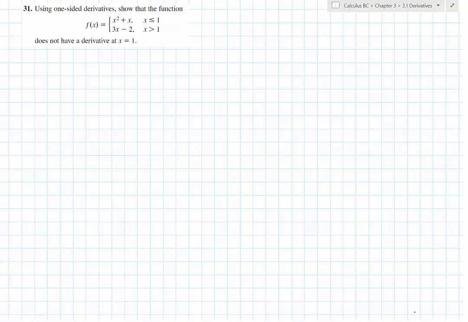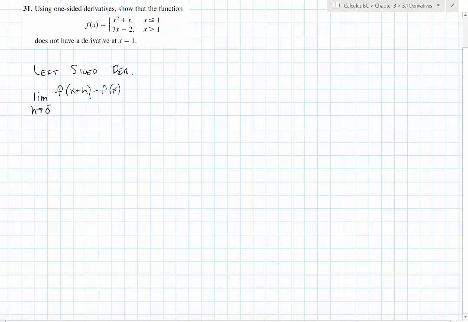Here's problem number 31 from section 3.1. We're asked to use one-sided derivatives in order to prove that this function doesn't have a derivative. Let's remember that the definition of the left-sided derivative is that it's the limit as h approaches 0 from the left-hand side of f of x plus h minus f of x all over h. And let's also recall here that x equals 1.